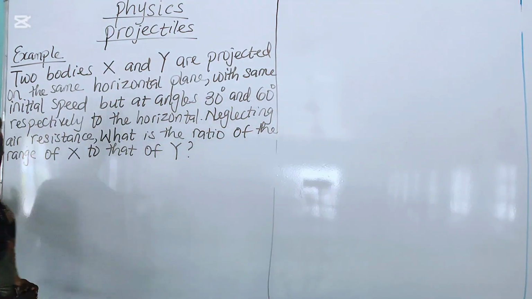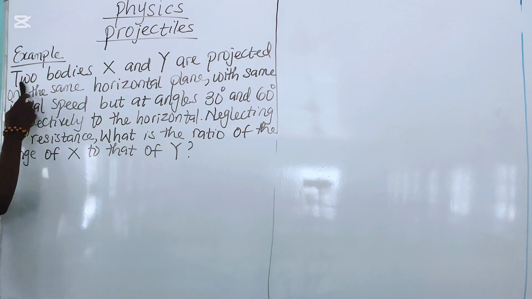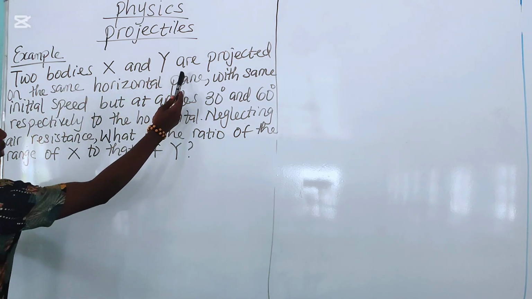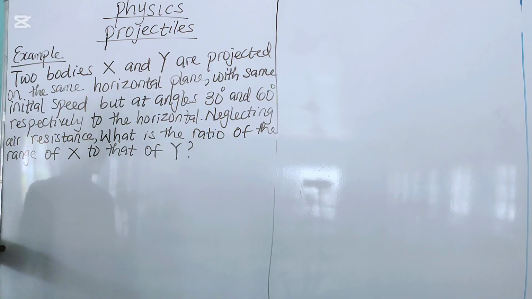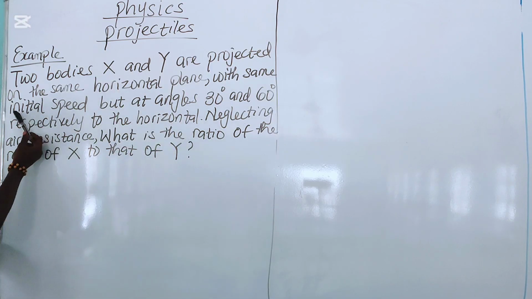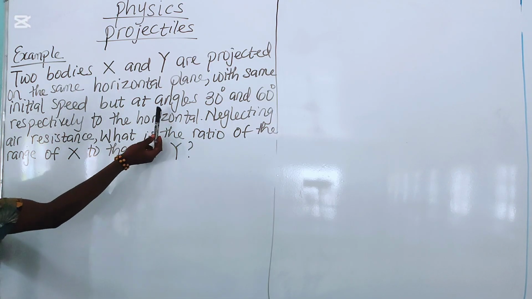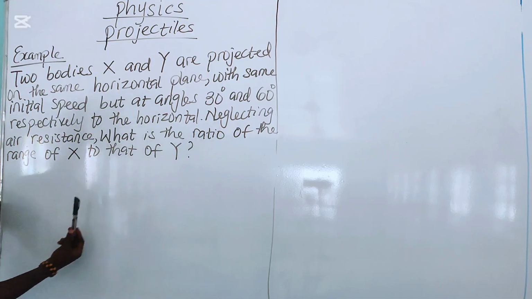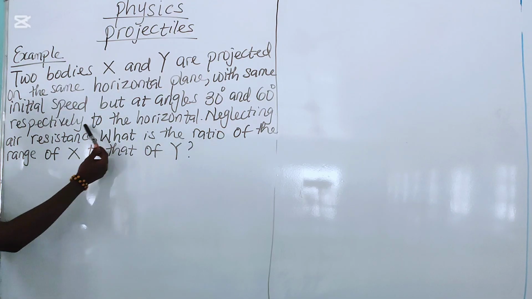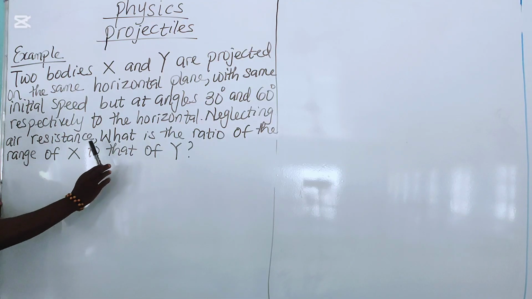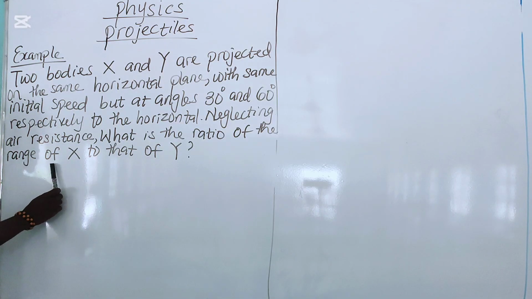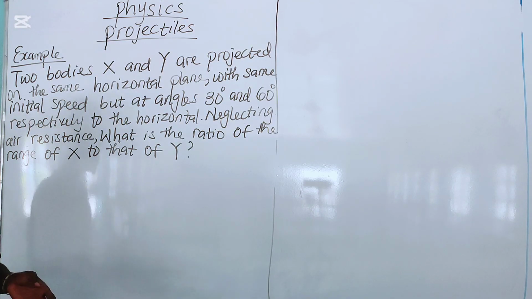Okay, so the question says that two bodies, X and Y, are projected on the same horizontal plane with the same initial speed, but at angles 30 degrees and 60 degrees respectively to the horizontal. So neglecting air resistance, what is the ratio of the range of X to that of Y?